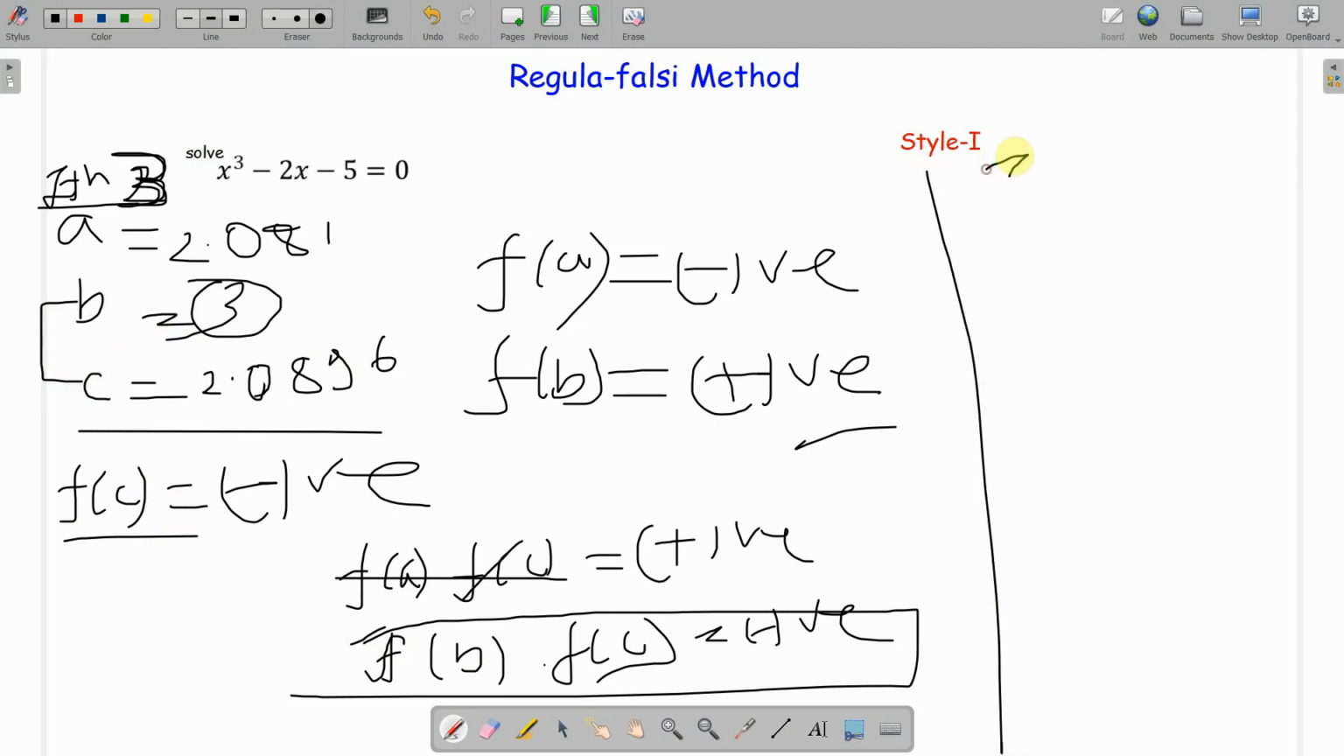So for iteration number 4, what will happen? FC is negative, so which value will be updated in this case? A value will be updated. Why A value? 2.0896, negative. If you multiply FB with FC, is it coming negative? Which one is coming negative?